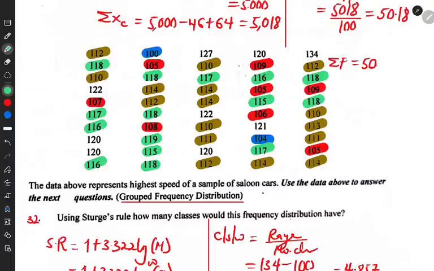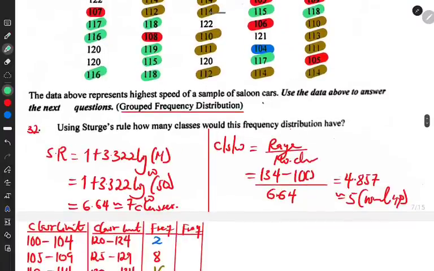So we count them on a column by column basis as usual. So 1, 2, 3, 4, the green ones, 5, 6, 7, 8, 9, 10, 11, 12, 13, 14, and 15.